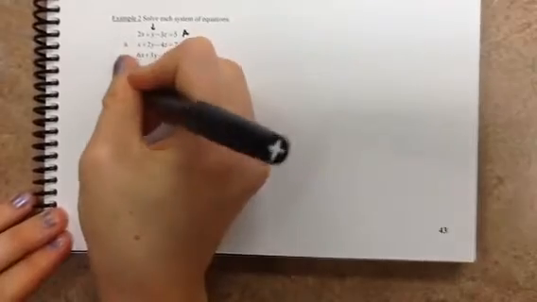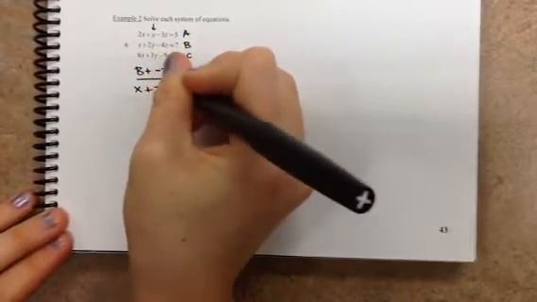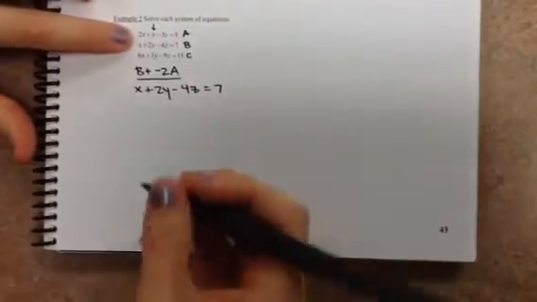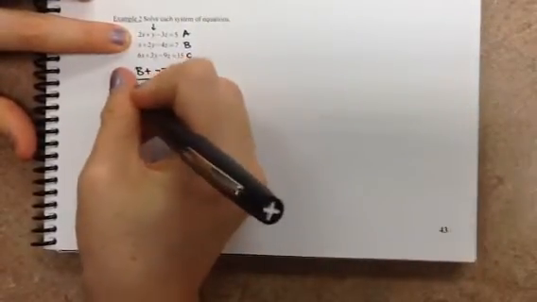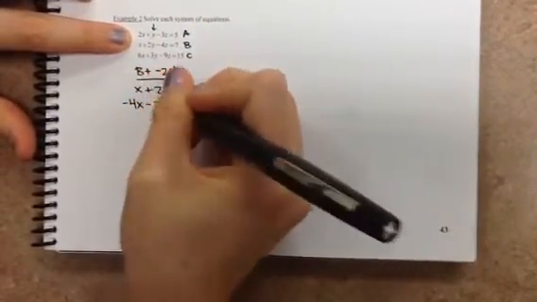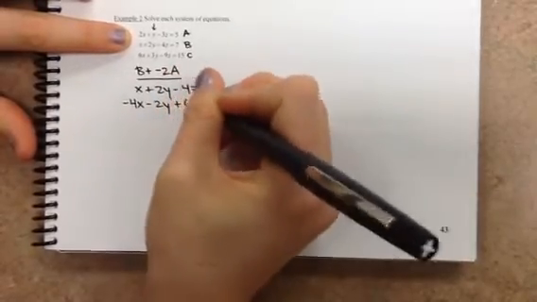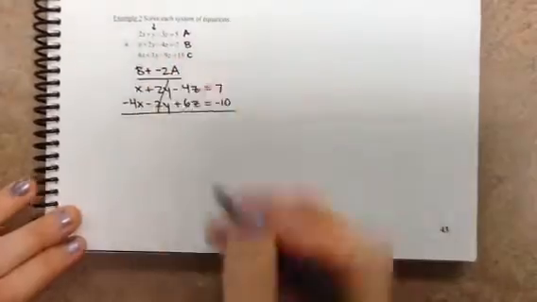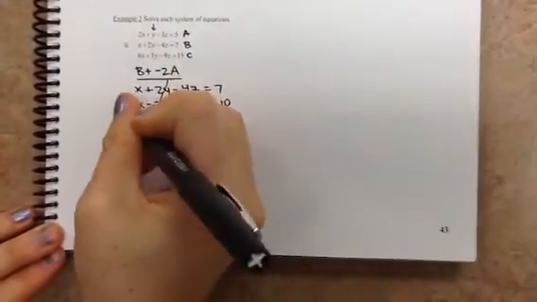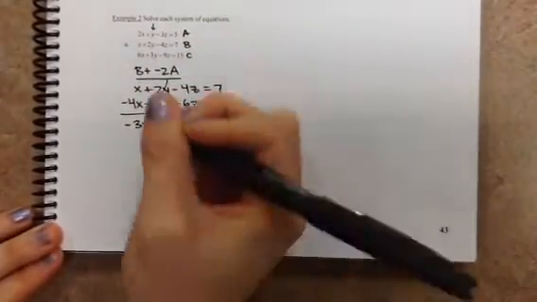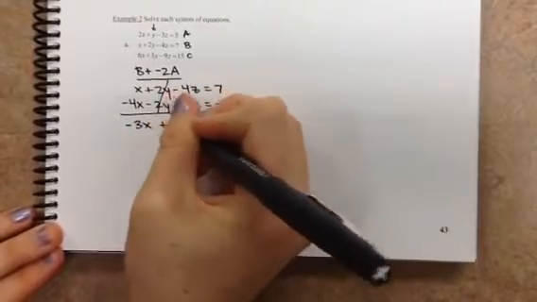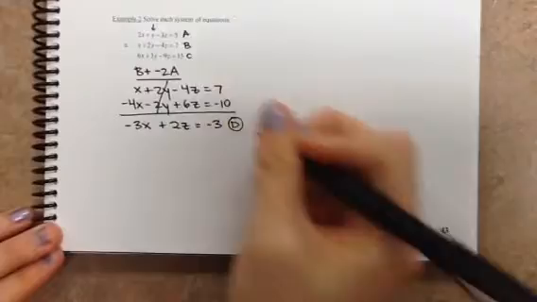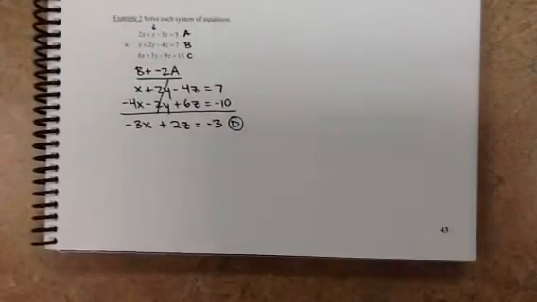Okay, so B is perfect, just the way it is, no changes necessary. And then I'm going to multiply everything in A by a negative 2. So negative 4x, negative 2y, positive 6z equals negative 10. Okay, so combine these up. Those will cancel. I get a negative 3x, a positive 2z equals negative 3, and I'm going to call that D. I'm going to come back for that guy later in step 2.